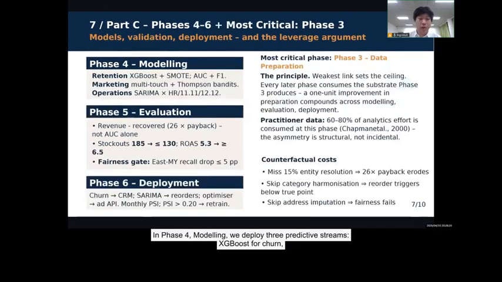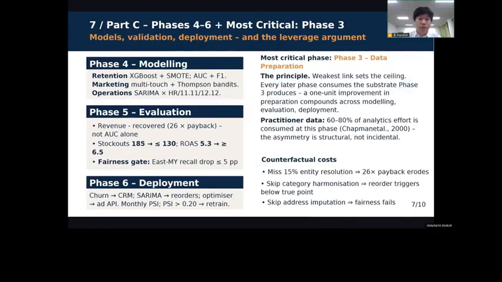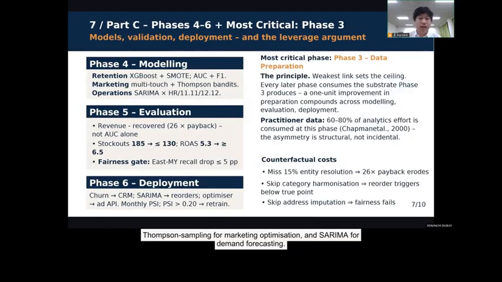In phase 4, modeling, we deploy 3 predictive streams: XGBoost for churn, Thompson sampling for marketing optimization, and SARIMA for demand forecasting. Phase 5, evaluation, judges these models on tangible business impact, such as achieving a 26 times payback on retention and releasing 600,000 ringgit in holding costs. Crucially, we reinforce a strict fairness gate to protect East Malaysian customers. Finally, in phase 6, deployment, churn scores directly enter the CRM, SARIMA triggers reorders, and continuous monitoring ensures we automatically retrain if our data drifts.